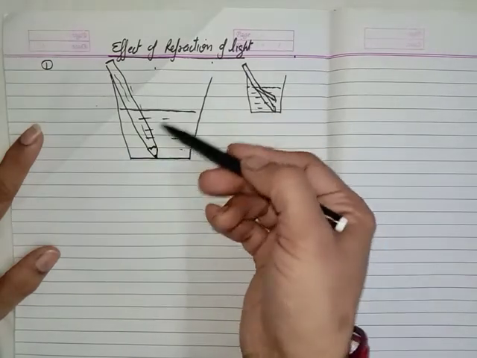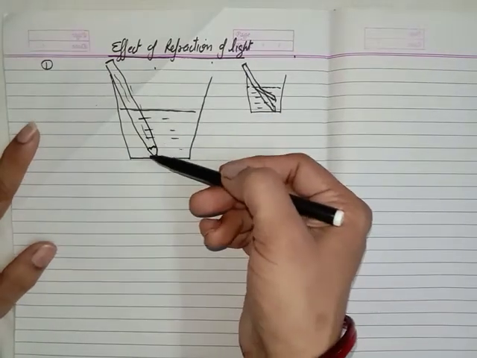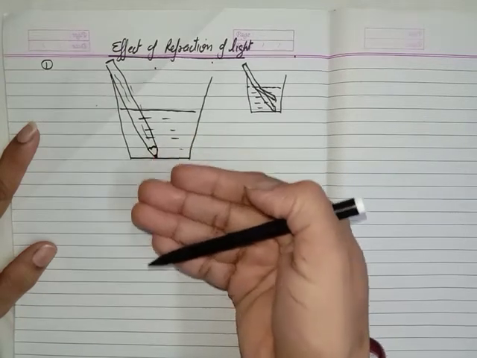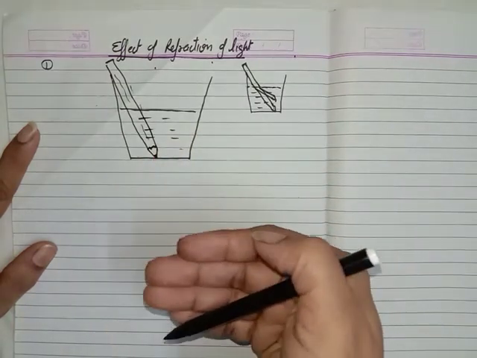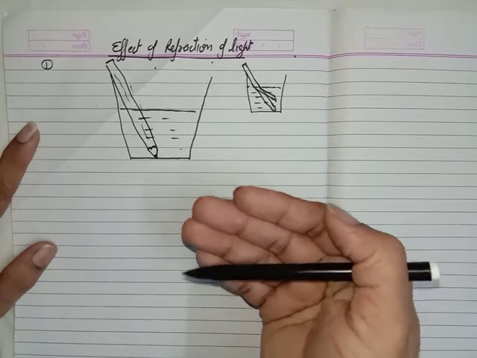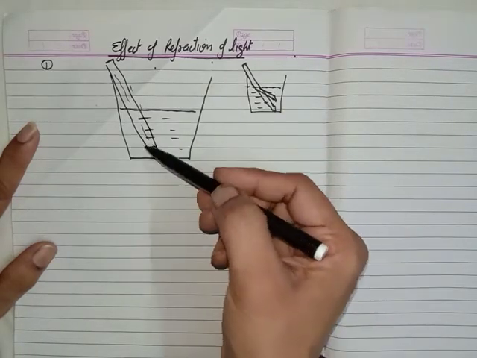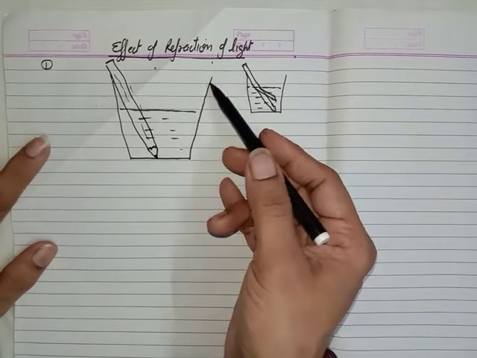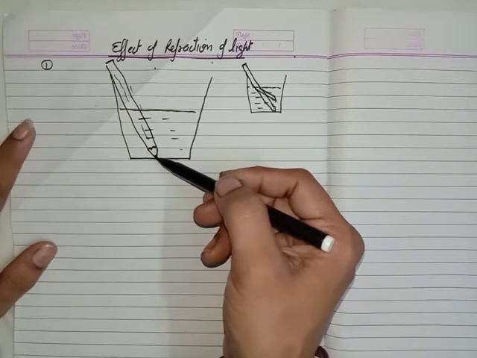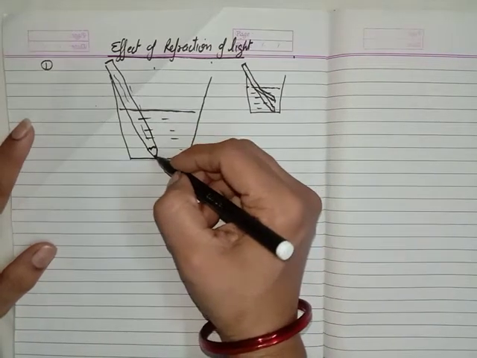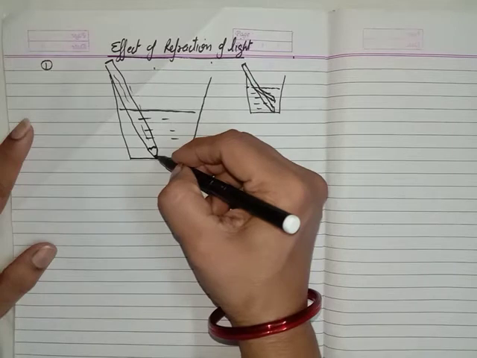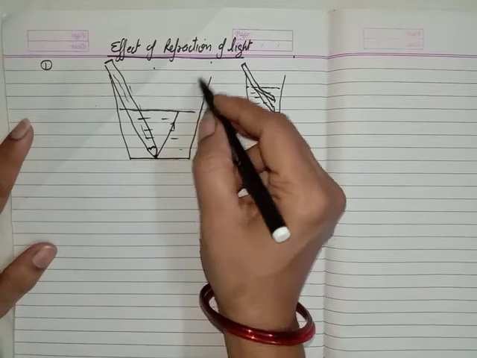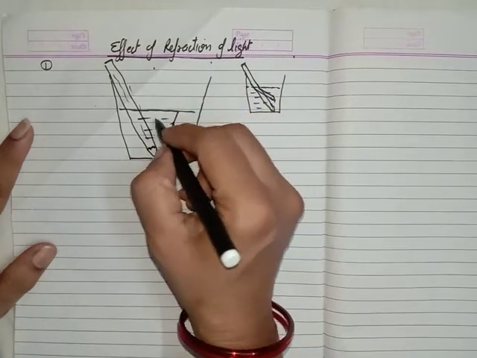How are we able to see different objects? We are able to see objects if the light coming from that object falls on our eye. So it means we can see this pencil if the light coming from this tip reaches our eyes. If we want to see this tip, this is a light ray which is coming from the tip of the pencil towards our eyes, and this is the water.